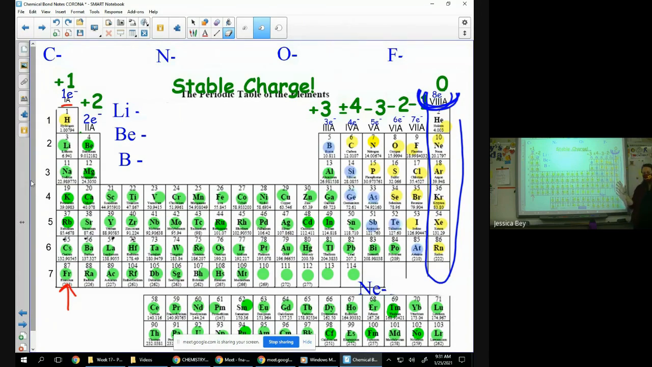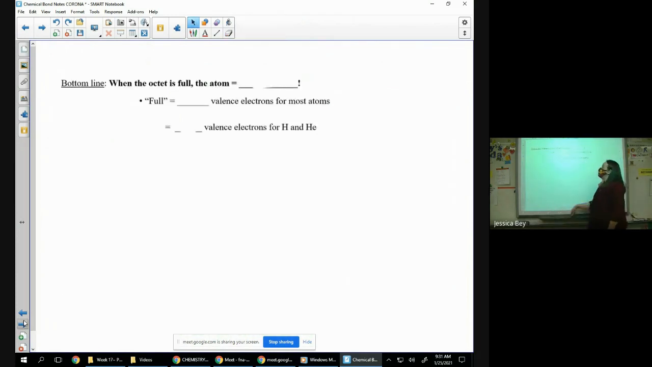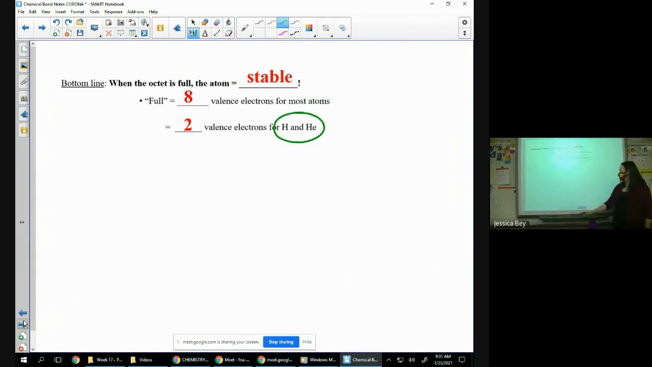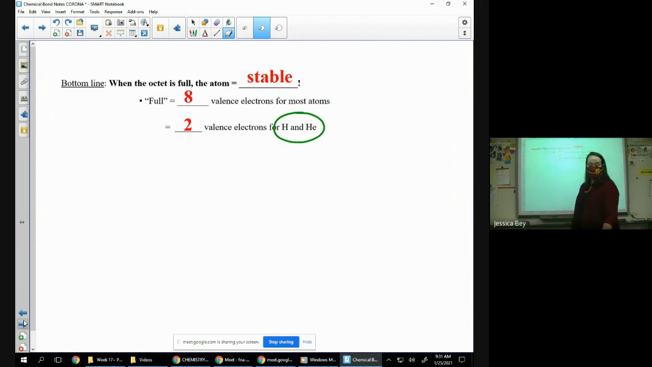It was a little confusing, but hopefully you guys got it if you just look at it as like the trend as your valence electrons, okay? All right, let's put it together. So bottom line, when the octet is full, the atom is stable. What does octet mean? It means 8, unless you're helium or hydrogen. Can we walk away with that? 8 is what we're looking for. Okay, I'm going to get you guys to draw a few. And draw these out, just like I kind of did.